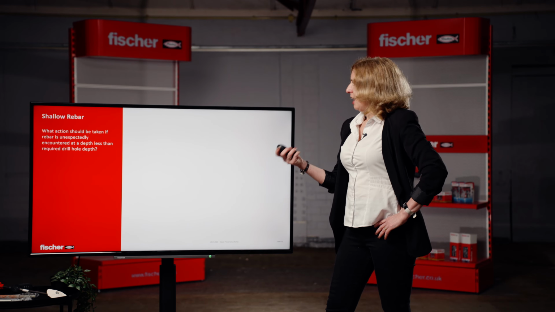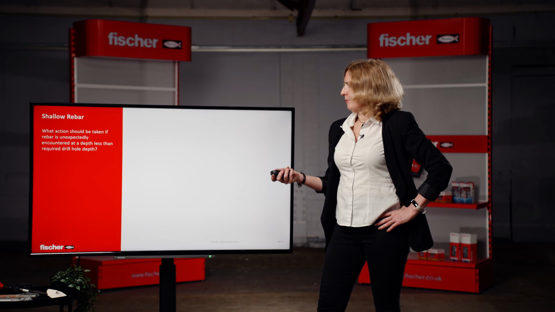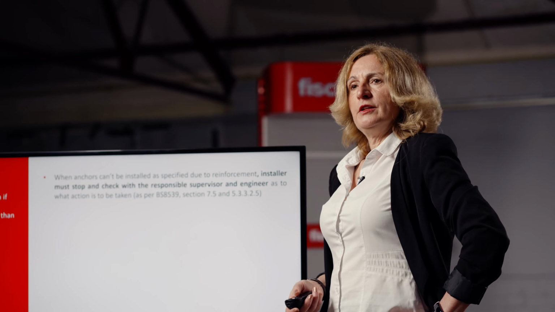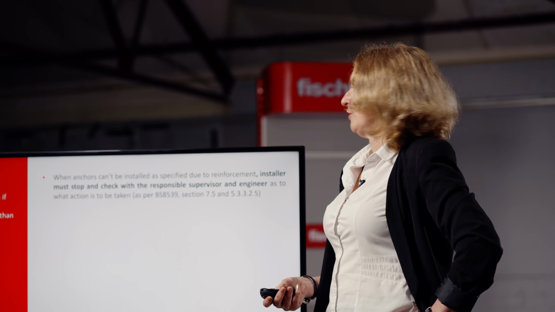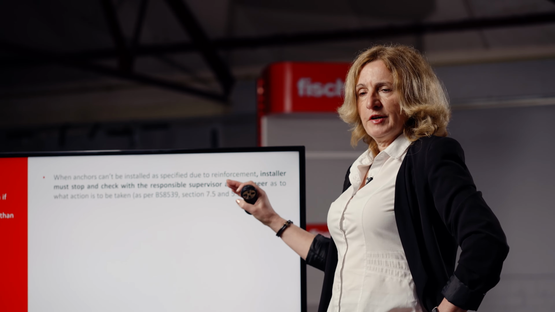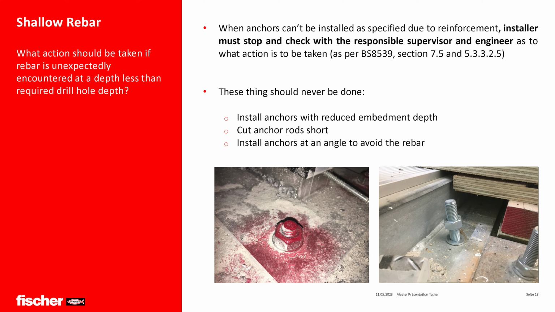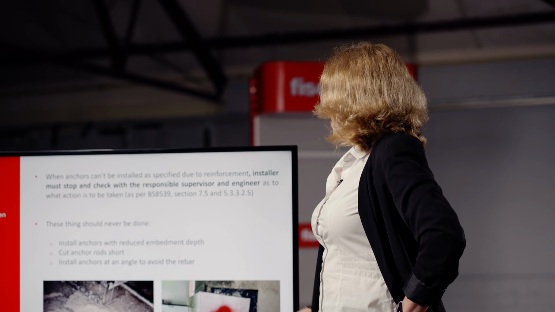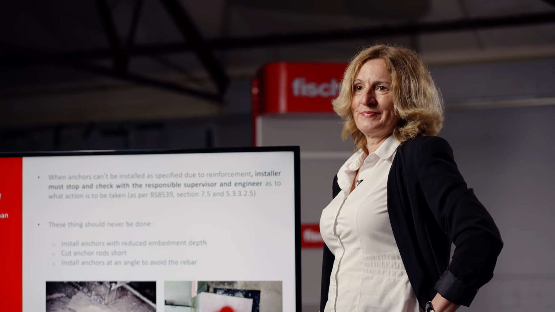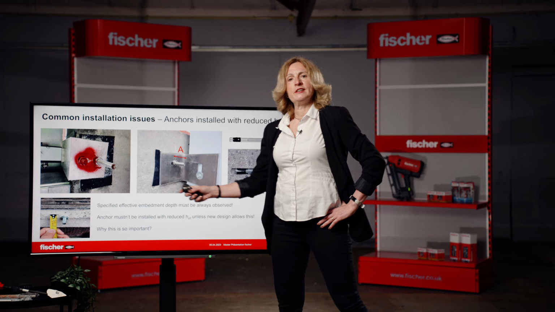So, what action should be taken if rebar is unexpectedly encountered at a depth less than the required drill hole depth? There is very detailed guidance in the Code of Practice, BS 8539. You must always refer this to the supervisor and the engineer, to decide what action should be taken. And please never install an anchor with reduced embedment depth, don't cut the anchor rod short, or install anchors at an angle to avoid the rebar. Why is it important to make sure that sufficient embedment depth is achieved?